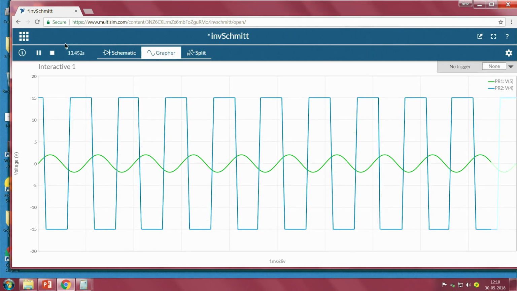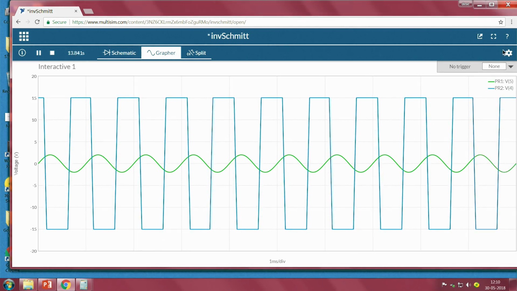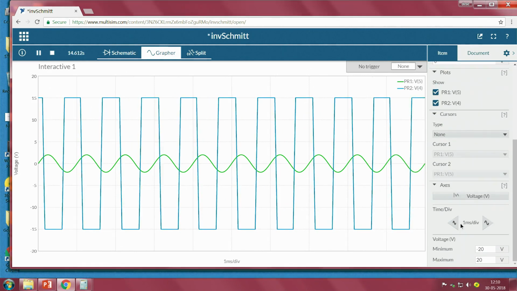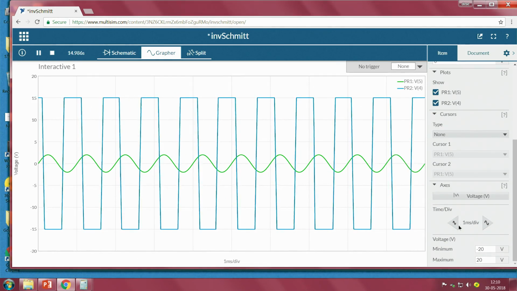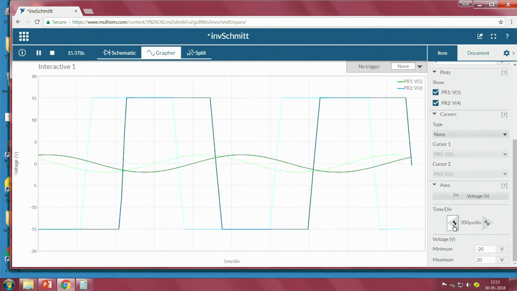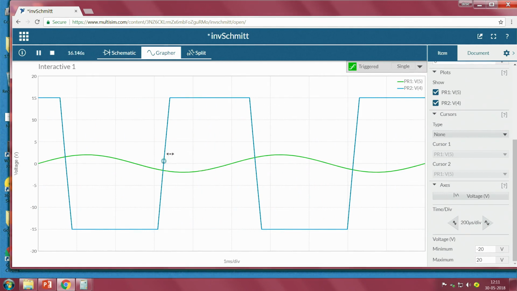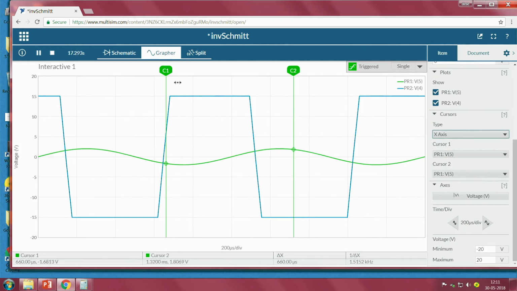For that reason, I will create a cursor, and for easy understanding, I will also increase the time division. So, it is nothing but zooming. I am increasing the time division. So, we can see, and I will create an x axis cursor. Now, observe. Now, we will move the cursor. We can notice here cursor 1, at what input voltage it is.